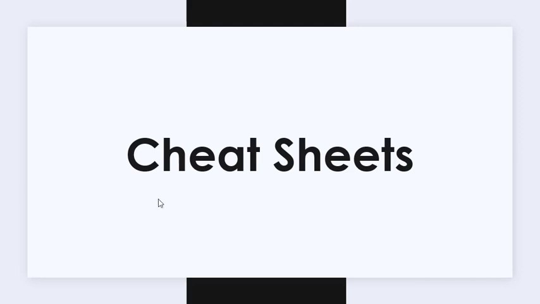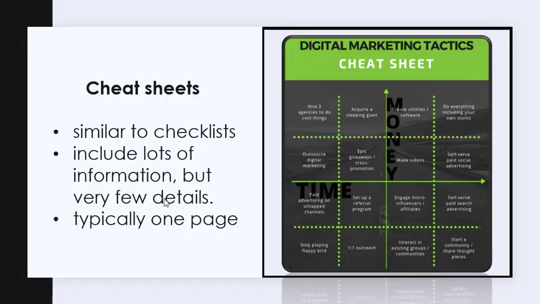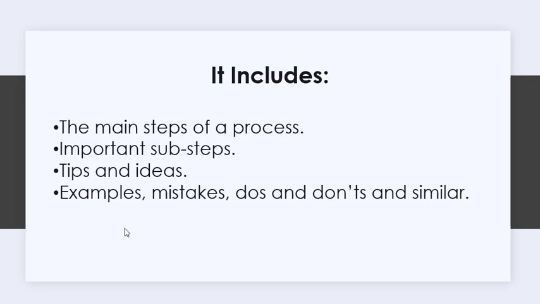Cheat sheets. Now, cheat sheets are similar to checklists in that they include lots of information, but very few details. Now, a cheat sheet is typically one page, and it includes the main steps of a process, important sub-steps, tips and ideas, examples, mistakes, do's and don'ts, and similar.